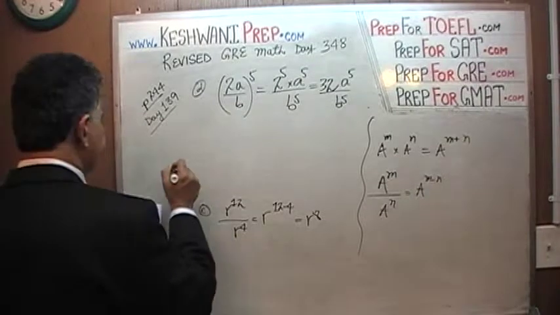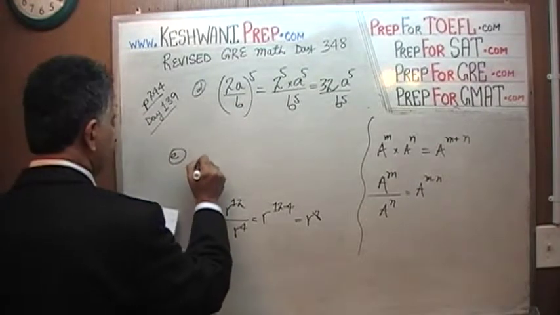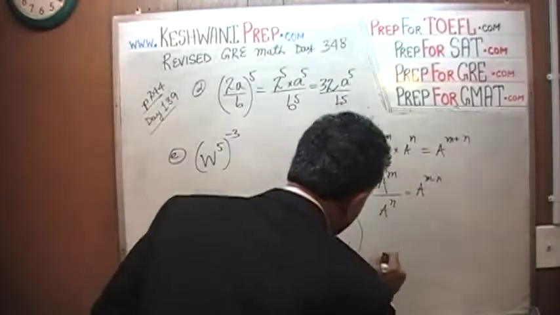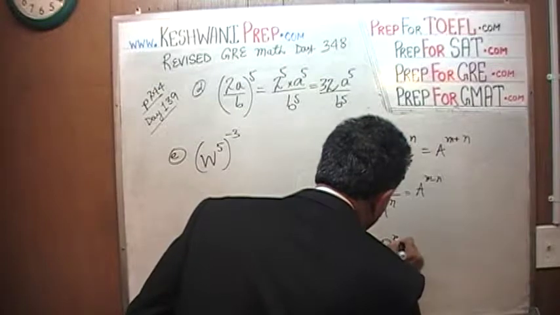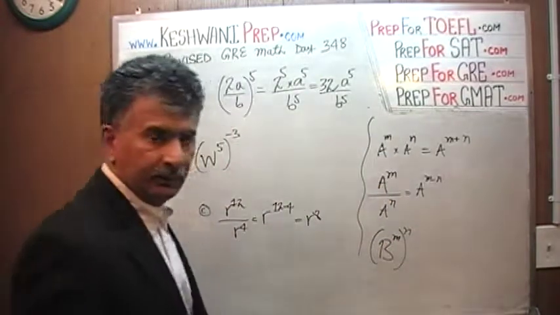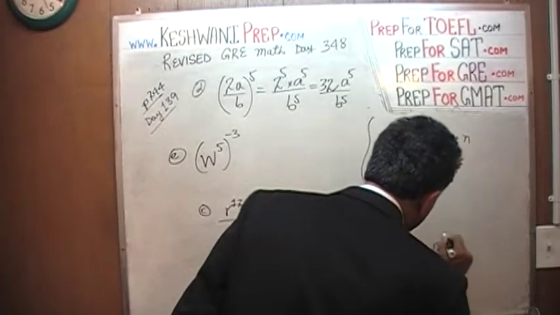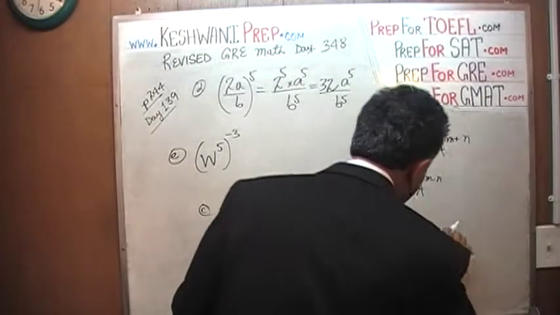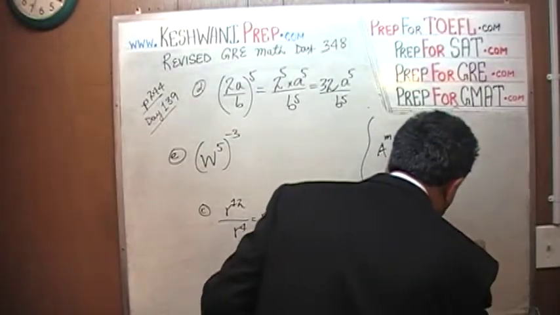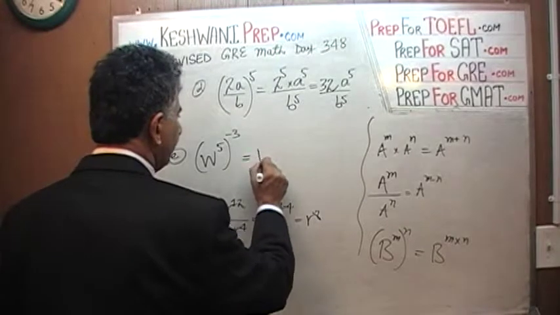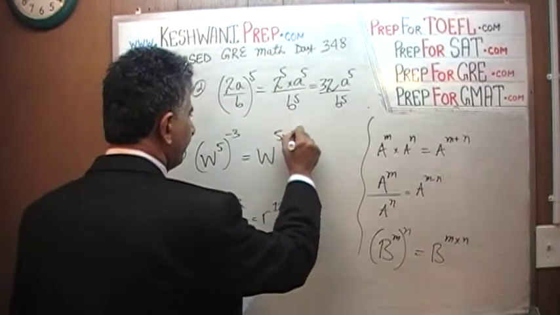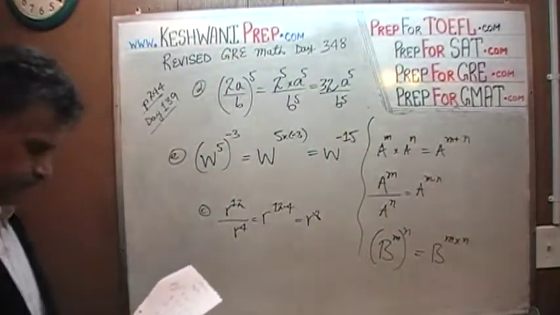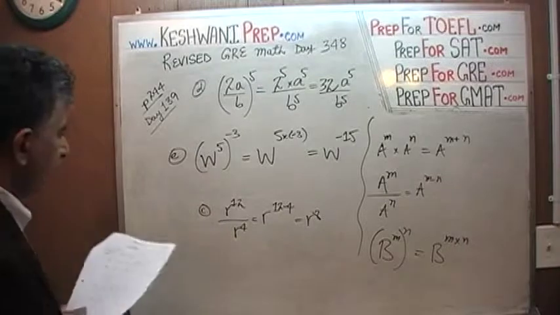Let's look at E. E says w raised to negative 5, all raised to 3. In that case, if we have b raised to m, all raised to n, it is simply b raised to m times n. Here we do not add the powers, we have to multiply the powers. So it's going to be w raised to negative 5 times 3, which is going to give us w raised to negative 15. Let's go on then. F.